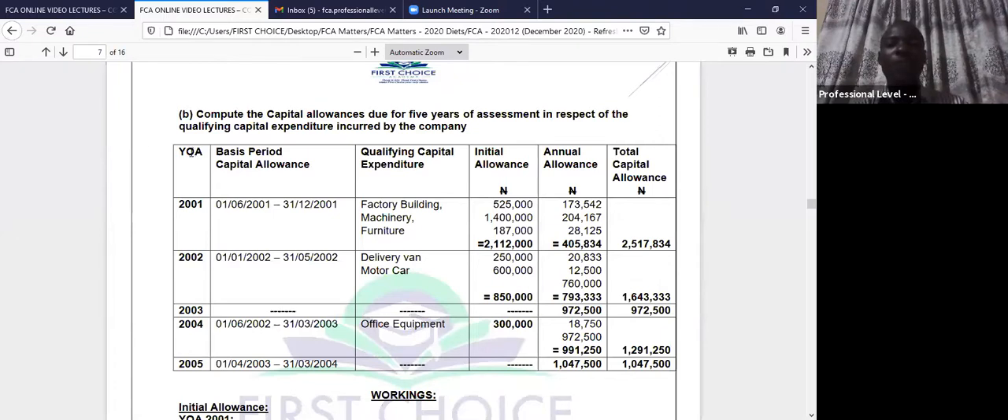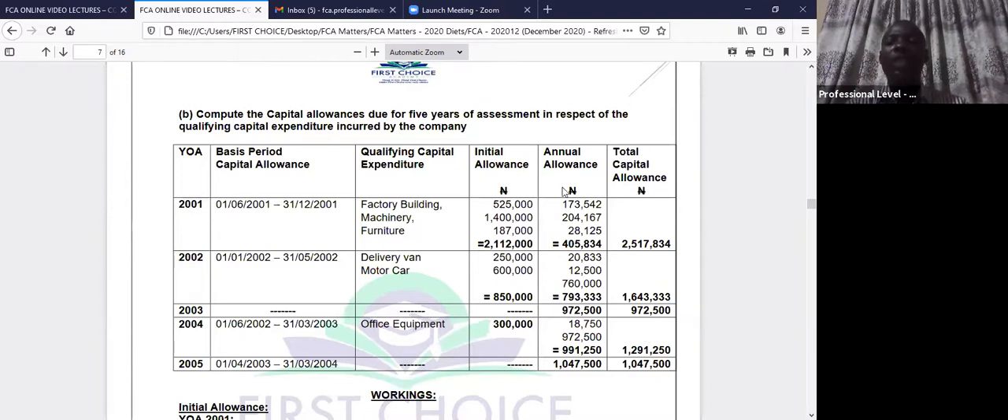We bring our year of assessment. We know it's from 1, 2, 3, 4, 5, 2005. We bring the basis period for capital allowances, which we have already done. And so what do we do? The first one is we bring column 1, column 2, column 3 from the previous table. Now we are adding initial allowance, we are adding annual allowance to it, and we are adding total capital allowance to it. So this is the final part that we are asked to find, the capital allowance.